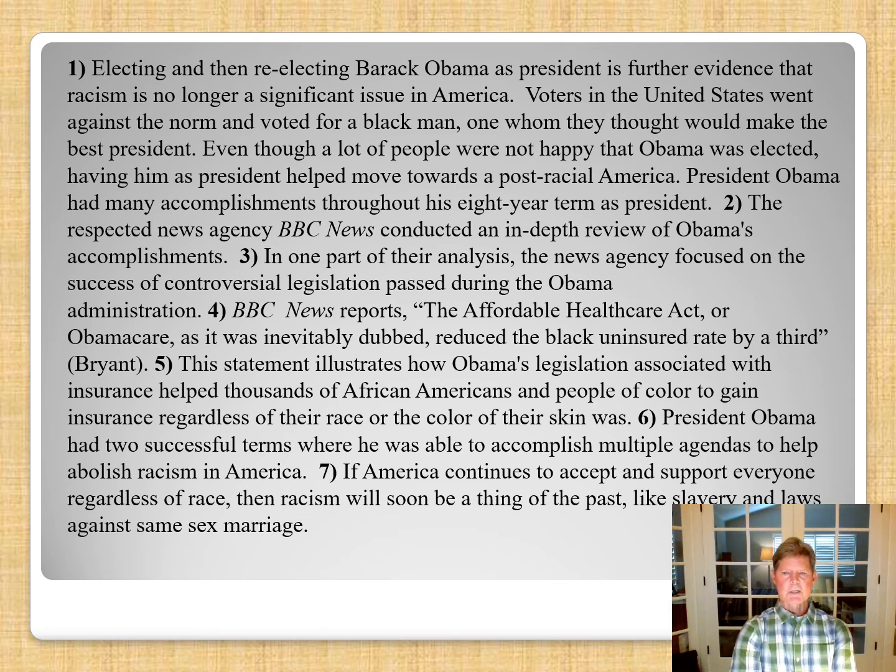Number 6 reads, President Obama had 2 successful terms where he was able to accomplish multiple agendas to help abolish racism in America. And finally, number 7 is a restatement. If America continues to accept and support everyone regardless of race, then racism will soon be a thing of the past, like slavery and laws against same-sex marriage.